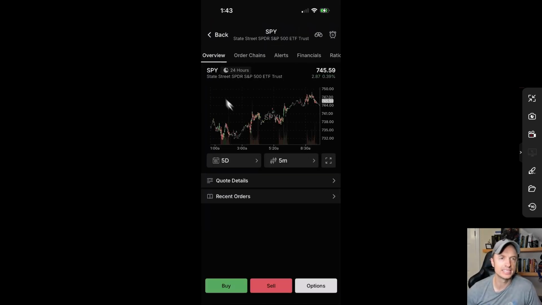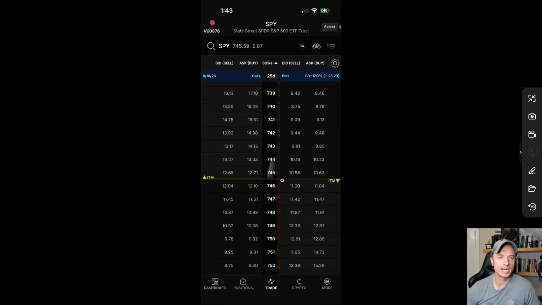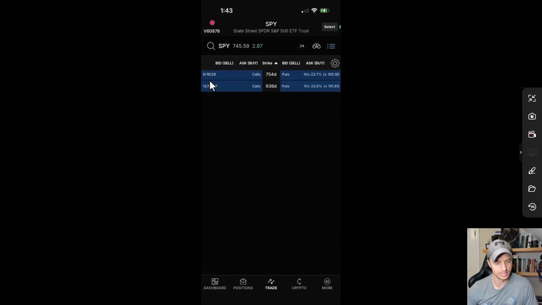Alrighty, so here's some information on SPY. We got overview, order change, alerts, etc. But we're trading options, so we want to come down here to the bottom and we see the option for options. So go ahead and tap there. And tapping options loaded up our options chain. I'm going to minimize this real quick by tapping on the date or the blue line, so we can go ahead and do that.